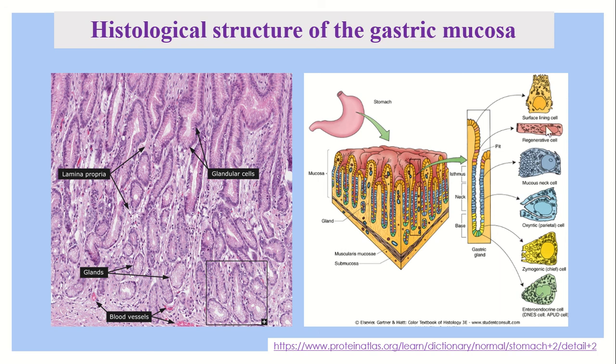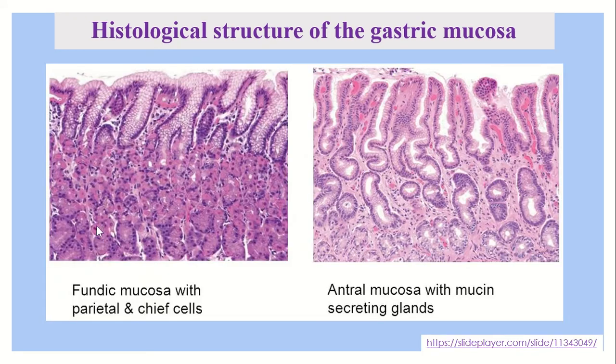Here we see the stem cells, or regenerative cells, and also the enteroendocrine cells, the cells of the APUD system. For example, the major hormone that they produce in the stomach is gastrin. Here we see the fundus mucosa with the parietal and chief cells, and the antral mucosa with mucin-secreting glands.